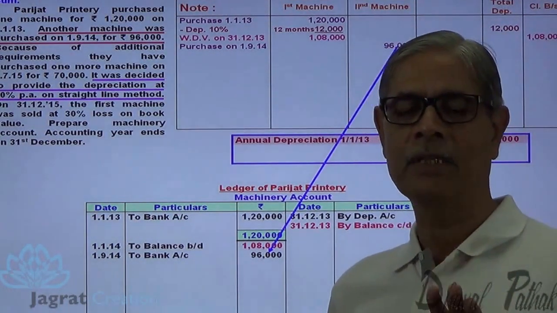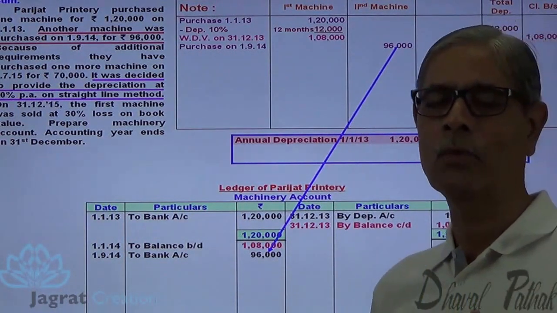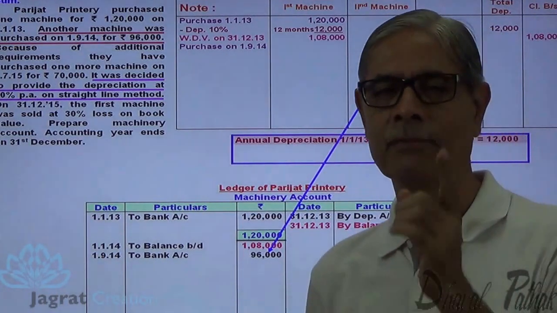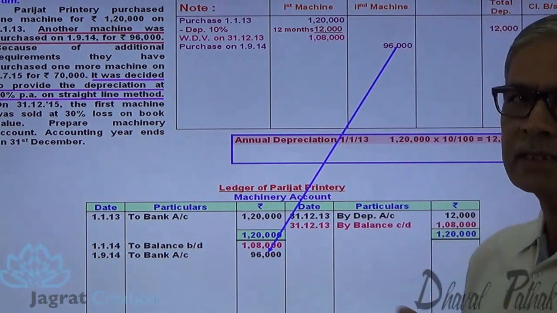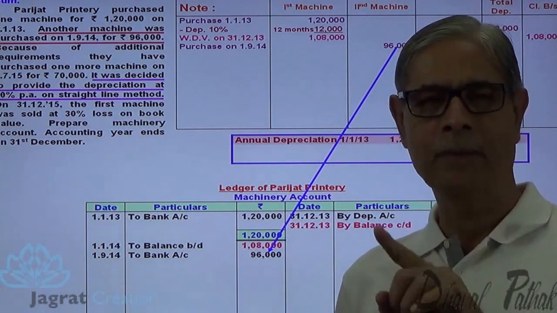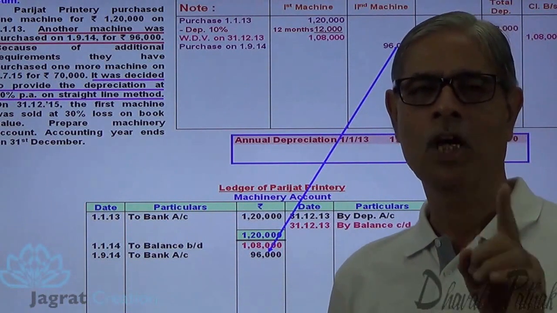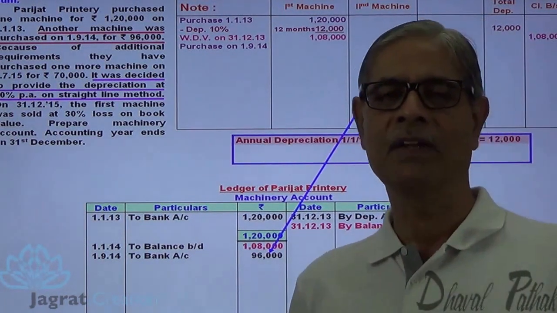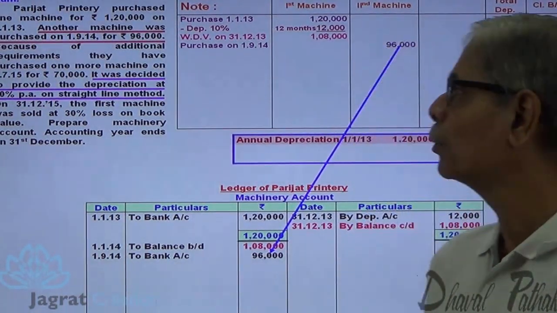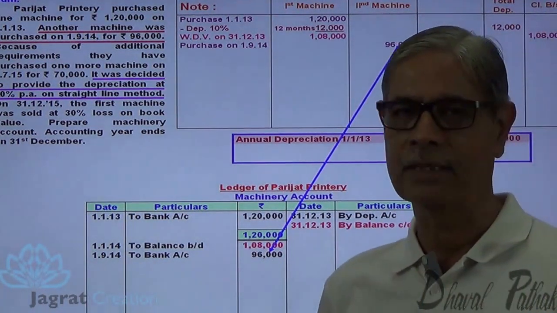After purchase of machinery, as I told you, machinery is used for 4 months. So you are required to provide depreciation at the rate of 10% for 4 months. So 96,000 into 10% annual depreciation is 9,600. That is 12 months depreciation. How much for 4 months? That is 1/3. 1/3 will be 3,200. So now I want to provide depreciation on this machinery for 4 months, that is 3,200.